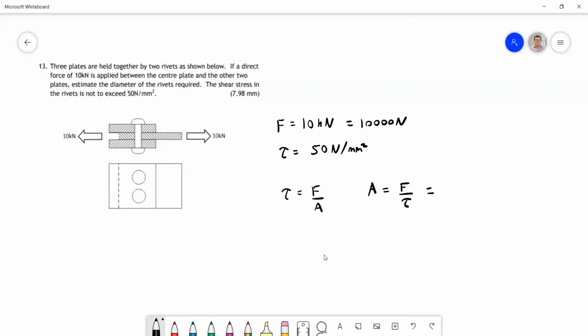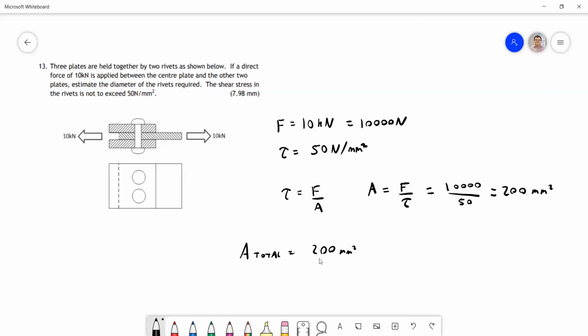So carrying out this calculation, we have 10,000 divided by 50. This is not a particularly hard calculation to do, but it's always best to check these in our calculator when we're doing an assessment question. So I'm sure if you can work out that's 200, that's great, but why risk it? We have 200 millimeters squared. And I should say that's the total area. So let's make that clear: the area under shear, area total or area shear, is 200 millimeters squared.